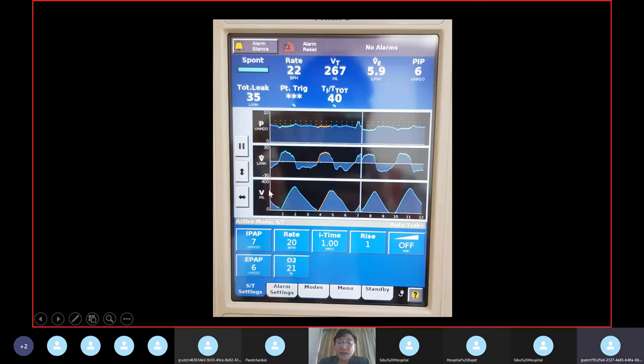So the E, as we see just now, okay? And now you could see that there's one color here that was previously not present in the previous video, right? So this is what you call a time cycle. A time cycle whereby the machine detects there's no flow generated by the patient, so the time mode starts to come in, okay?